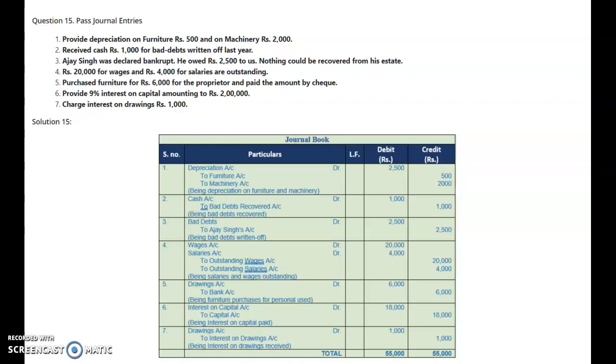The money that has not come from debtors, we will call bad debts. But when it is recovered, we will say that bad debts recovered. When it is not received, it is our loss.